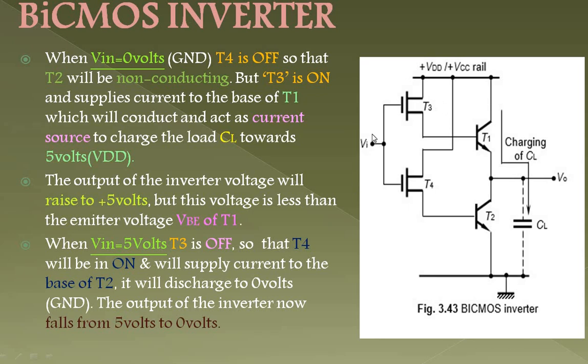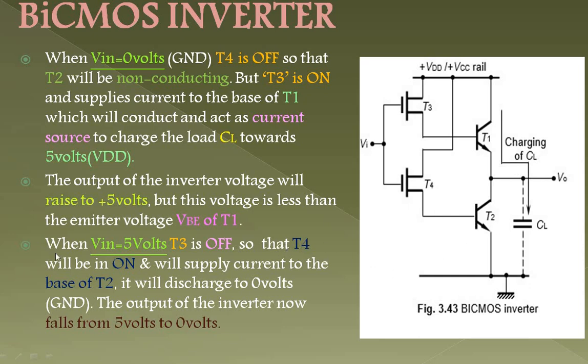Now we are giving Vin equals 5 volts. First we have given 0 volts, now we are giving 5 volts. When we gave 0 volts, you got the output as 5 volts. Now we are giving Vin equals 5 volts. Now what happens if 5 volts is given over here? Means it is logic 1. Assume that. So your T3 will be off now. T3 means your NMOS transistor. This NMOS transistor is off now. Now PMOS transistor is on. If PMOS transistor is on, then you are getting the current flow from this rail, and T2 will be in conducting region.